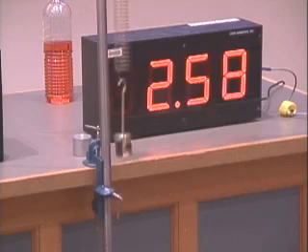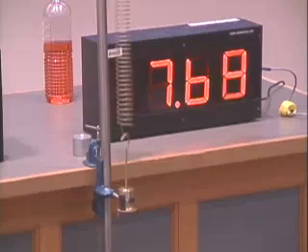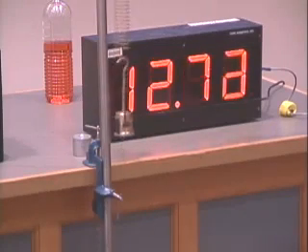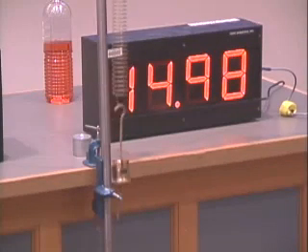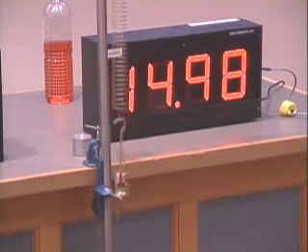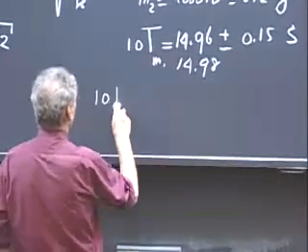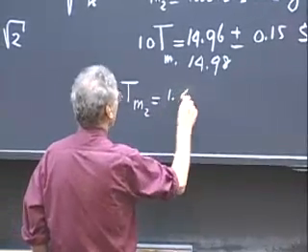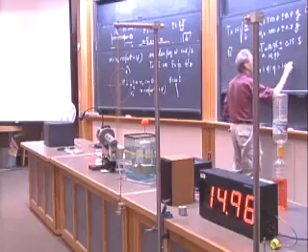One, 2, 3, 4, 5, 6, 7, 8, 9, 10. 14.98. So this is not a bad day. But it's luck that it comes out so close, of course. So now we can make a prediction that 10 times Tm2 must be 1.414, which is the square root of 2, times 14.97.